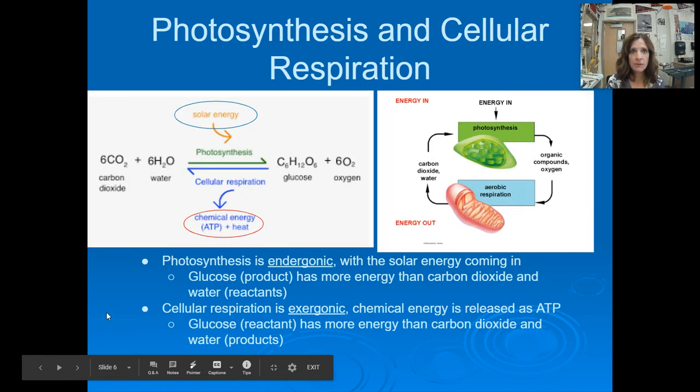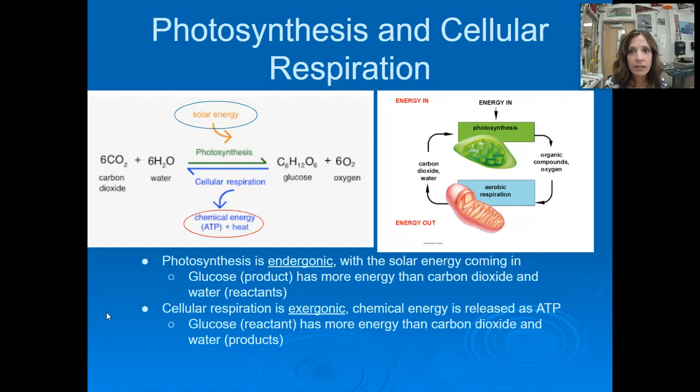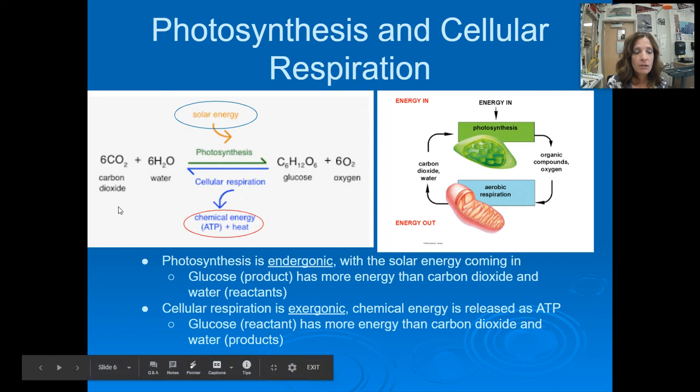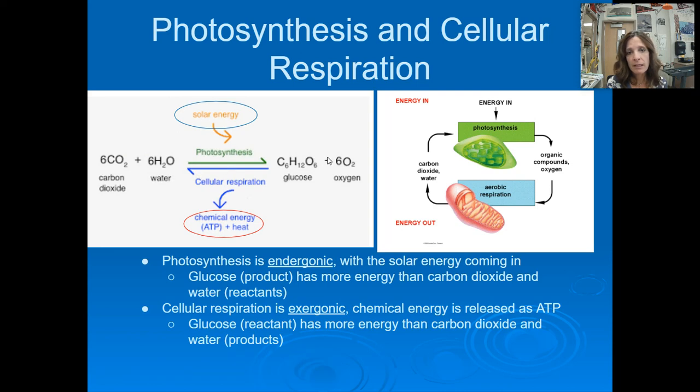So some examples of endergonic and exergonic reactions would be photosynthesis and cellular respiration. I would write down the equation. You need to know this and notice that photosynthesis goes this way and respiration, the only difference is that it's going the other way. So photosynthesis is endergonic because you get solar energy coming in, and then glucose, which is the product, has more energy than carbon dioxide and water.